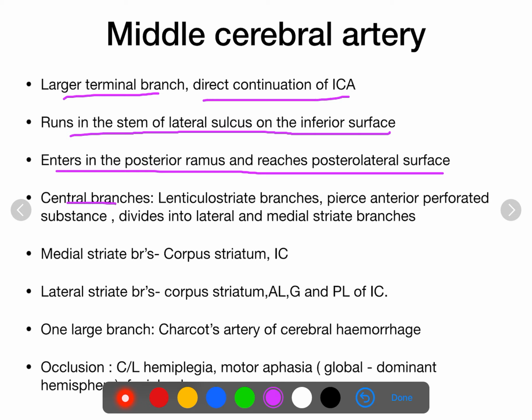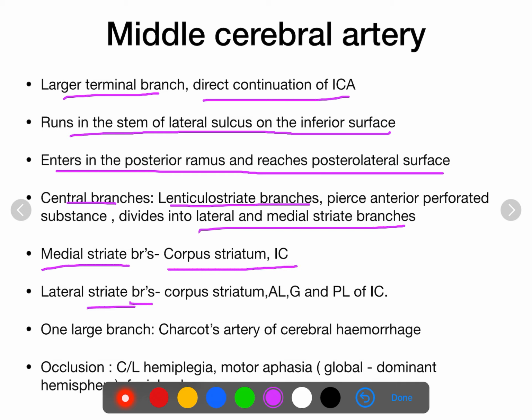Central branches we have already seen. The cortical branches we have already seen. The central branches are called lenticulostriate branches, which pierce the anterior perforated substance and then divide into lateral and medial striate branches. Now the medial striate branches supply the corpus striatum and internal capsule.